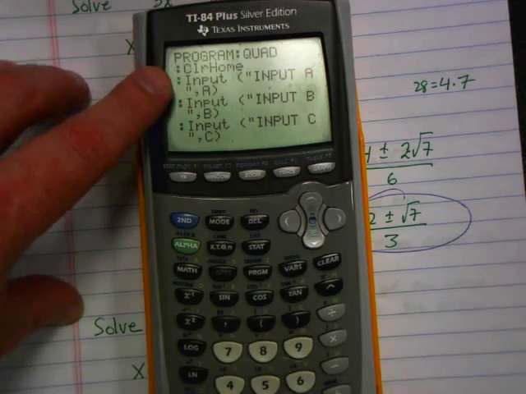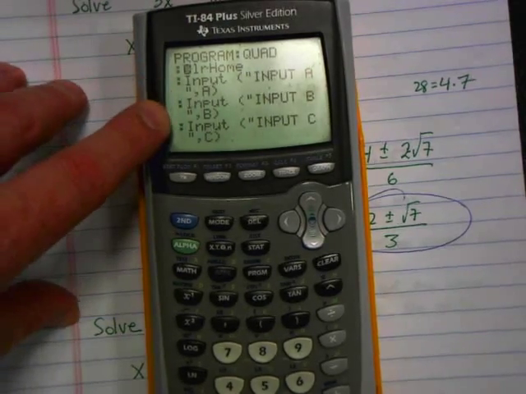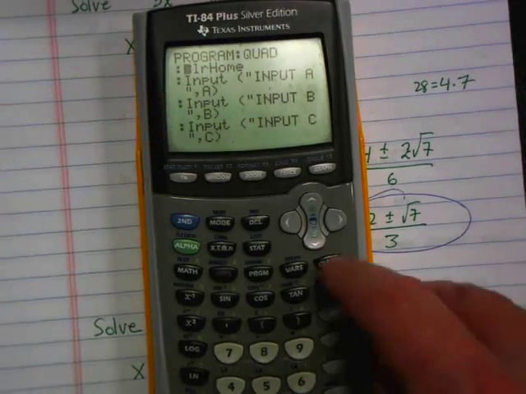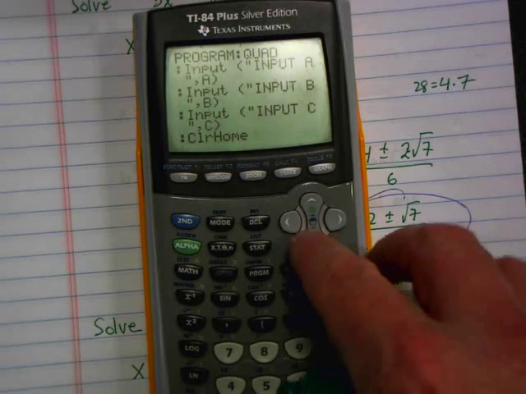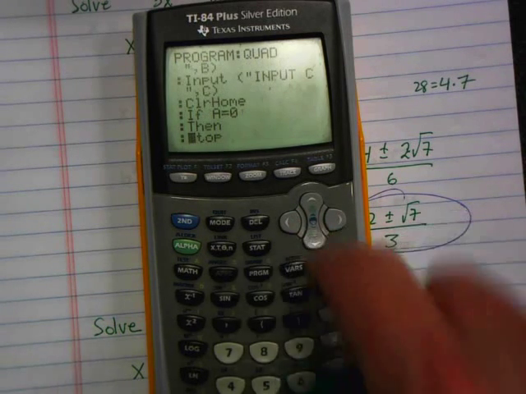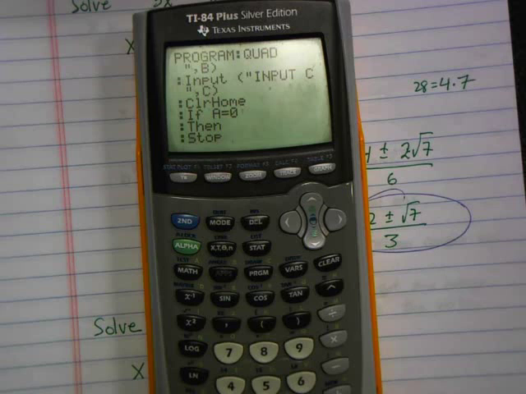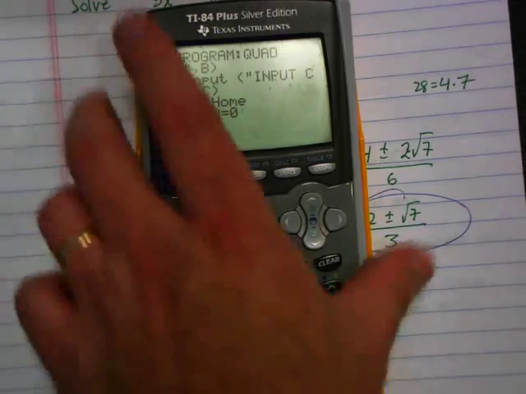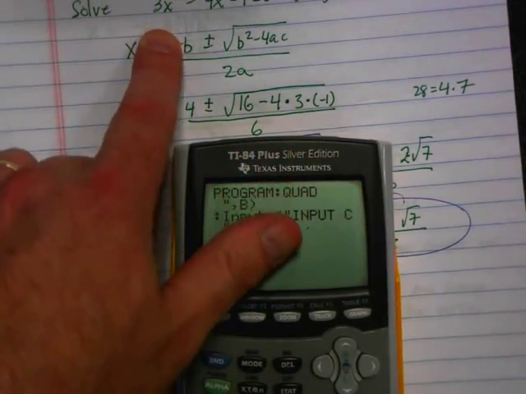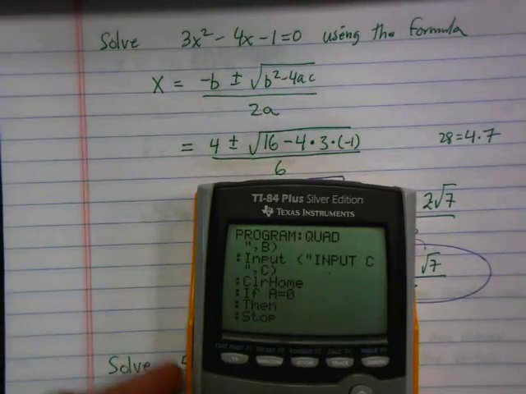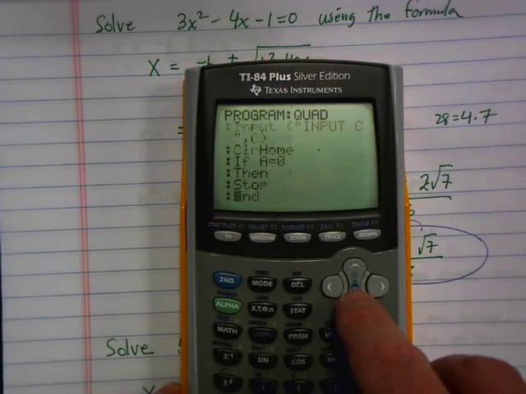Clear the home. Input A, input B, input C. So type in the numbers. If A is 0, stop. How come if A is 0, you just stop? Because it's not a quadratic. Because if A is 0, it's not a quadratic anymore, is it? It's linear.